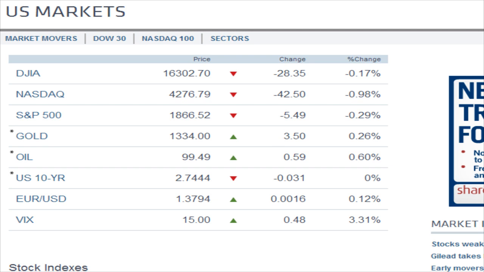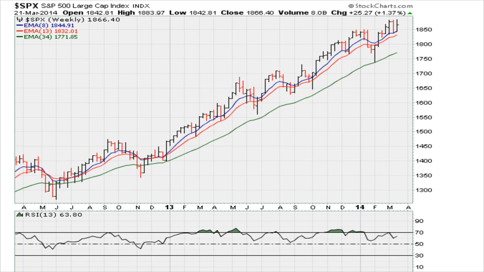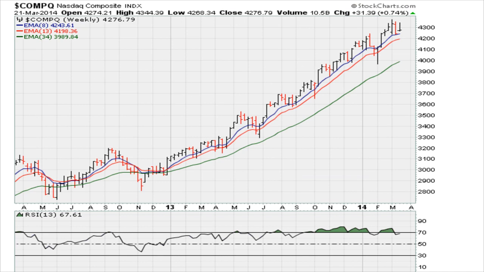So let's see how the markets did overall for the week. And we see that the Dow was up 1.5% for the week. The S&P 500 was up 1.37, and the Nasdaq was up about 0.74% for the week. So it was a positive week net for the entire general market, at least as far as the US markets are concerned.